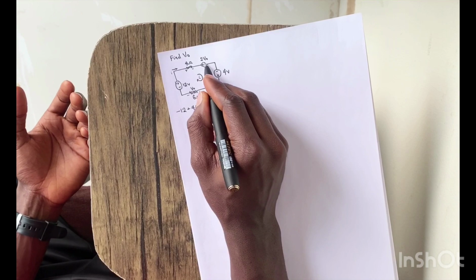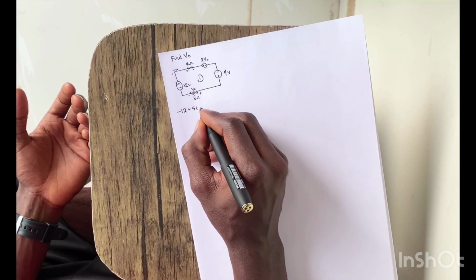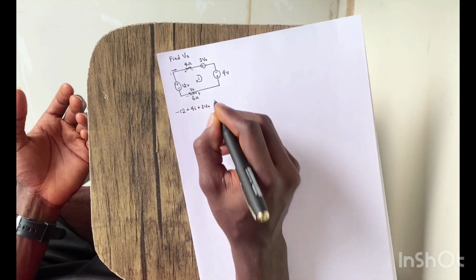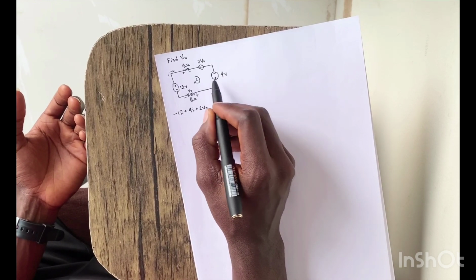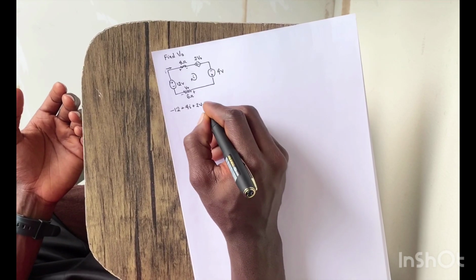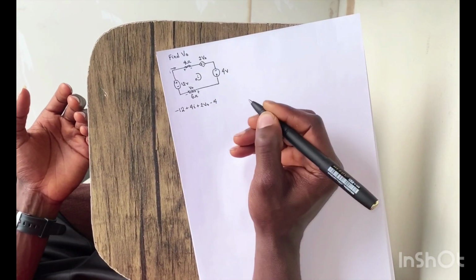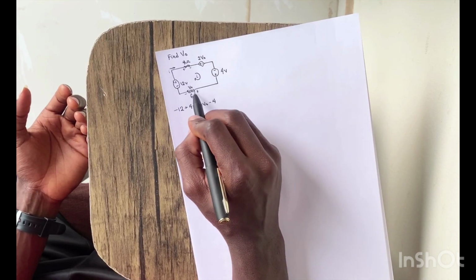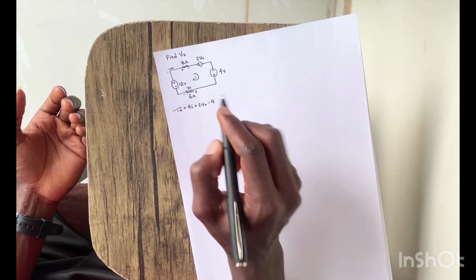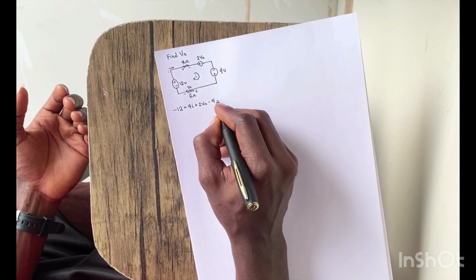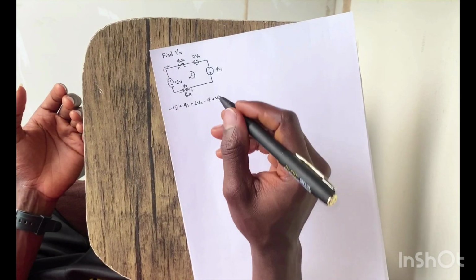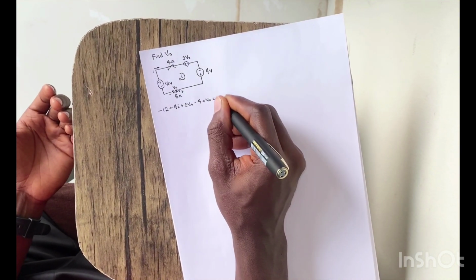We'll now go to the next element, which is 2VO, and following the sign convention, it is plus 2VO. We now go to the next element, which is 4 volts. As it's moving clockwise, it meets the minus sign, so it's going to be minus 4. Now going on to the last element in this circuit, it meets the plus sign, so it's going to be plus VO. Since it's Kirchhoff's law, everything should sum up to 0.